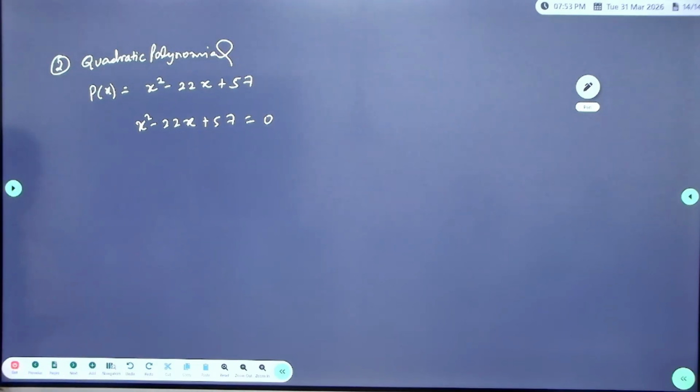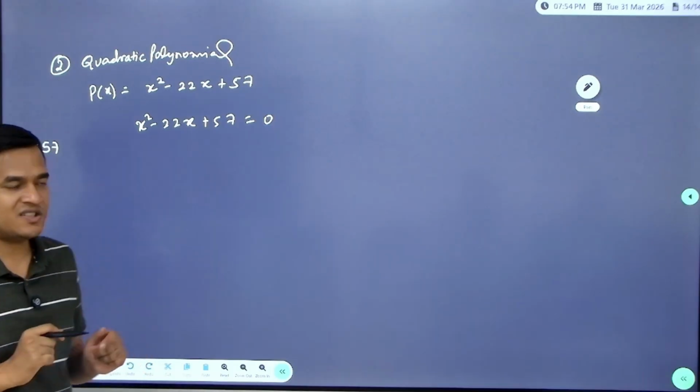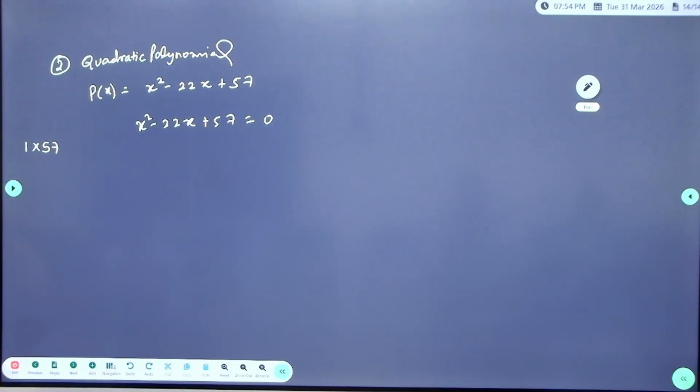So look, now we have to use middle term splitting. This method you learn in 8th and 9th both. So we have to take the coefficient of x square and the constant term. So 1 into 57, this is 57. Now this is positive. If the multiplication you are getting is positive, that means you have to find the factors such that their summation is equal to the middle term. So the factors of 57 are 19 and 3 and their addition is equal to 22.